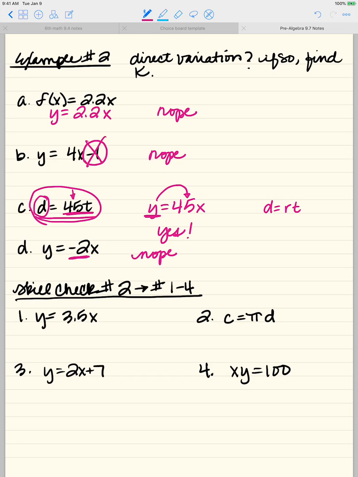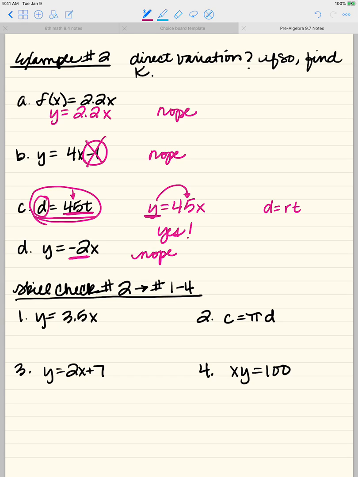-2 is negative. This is not a direct variation. Okay? Now, let's look at Box Skill Check number 2, numbers 1 through 4. Indicate if the equation represents a direct variation. If it does, what's the constant?